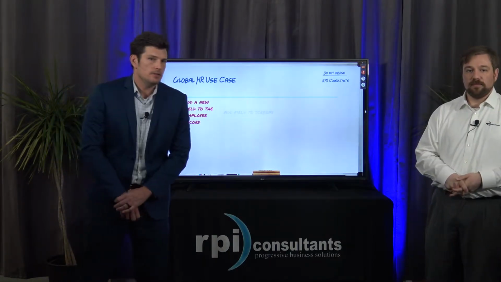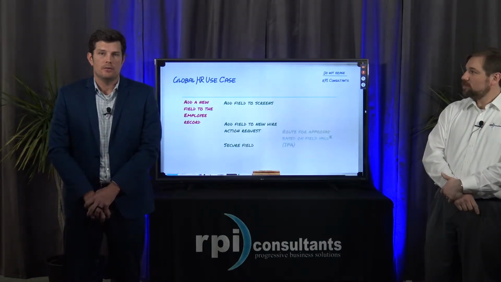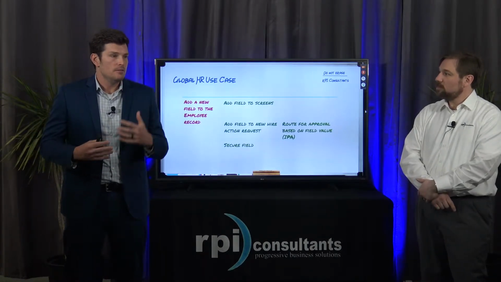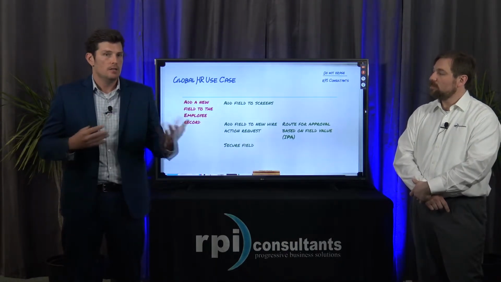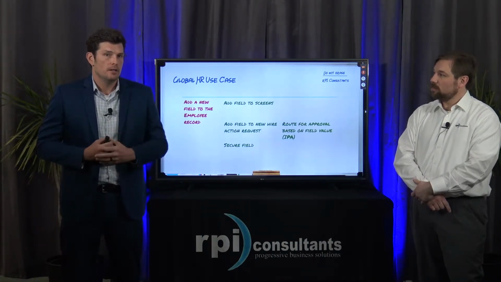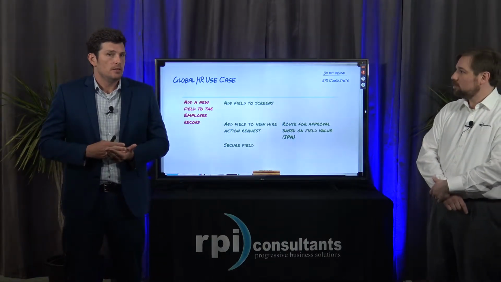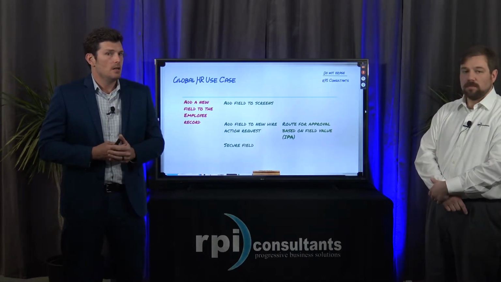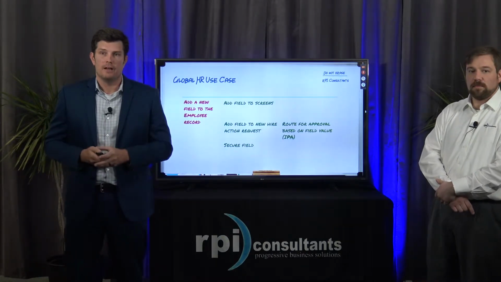All right, so let's talk about another use case that we've seen. If you're implementing GHR and you need new fields, for example, not all the fields you need are in the application, you can add a new field. What we're going to do is add a new field to the employee record. We'll add it as a user field, then add it to the screens, and then add the field to a new hire action request, and that will get routed for approval.